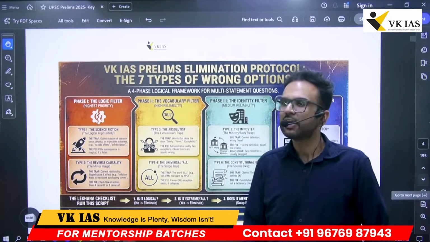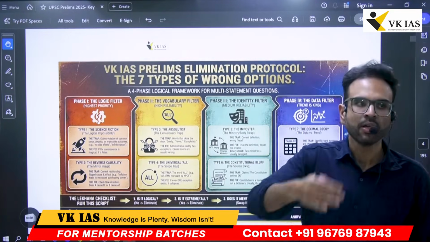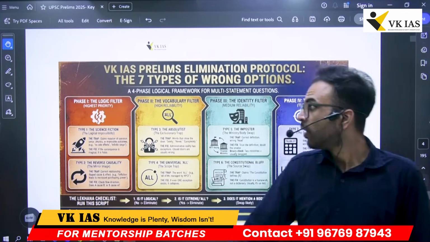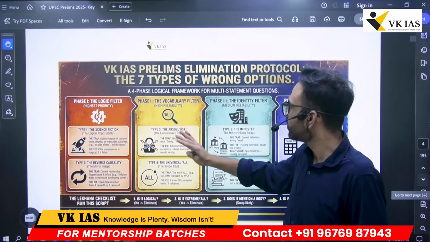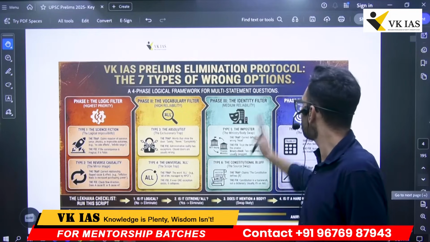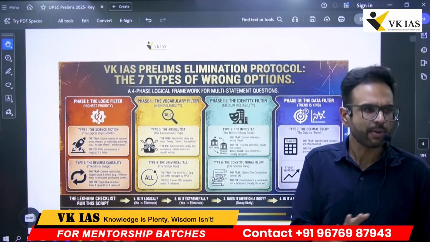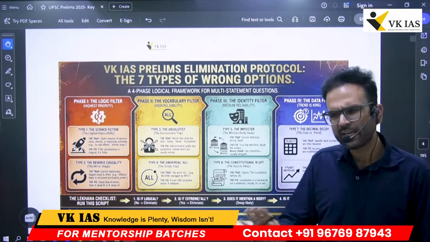Similarly, you pass that entire question through a 4-layer logical structure, which has 7 different statements. The first layer is the logic filter. So it's basically a filter. Second stage is vocabulary filter, identity filter, and data filter. I will name it like this, 4 layers of filters. We'll get back to this.